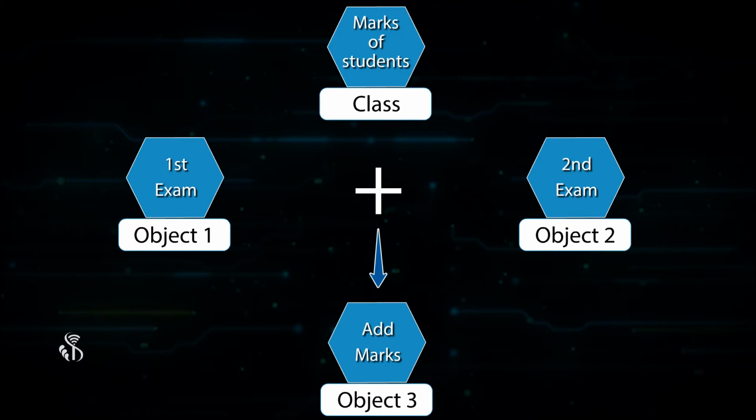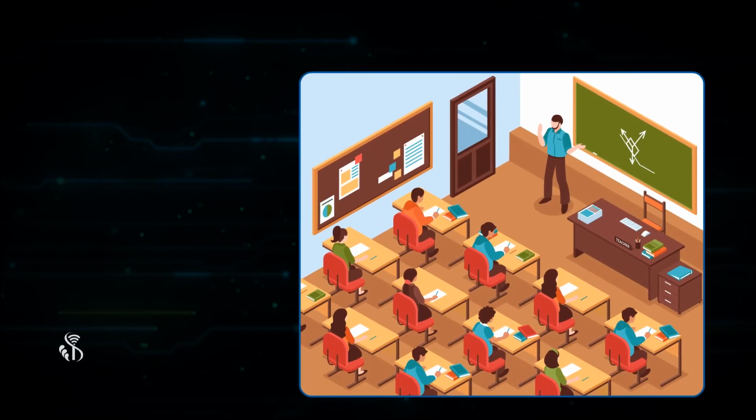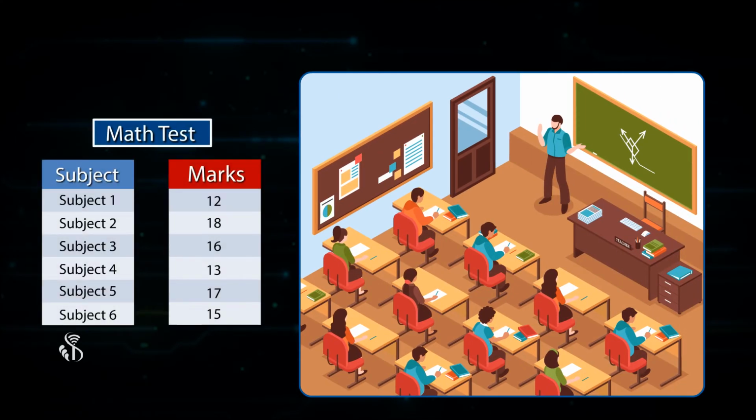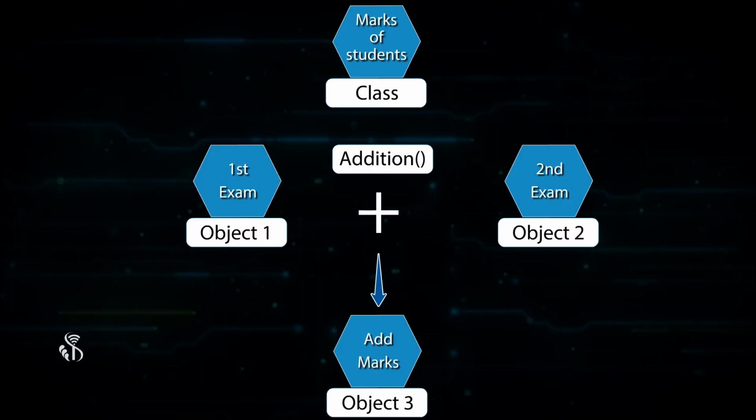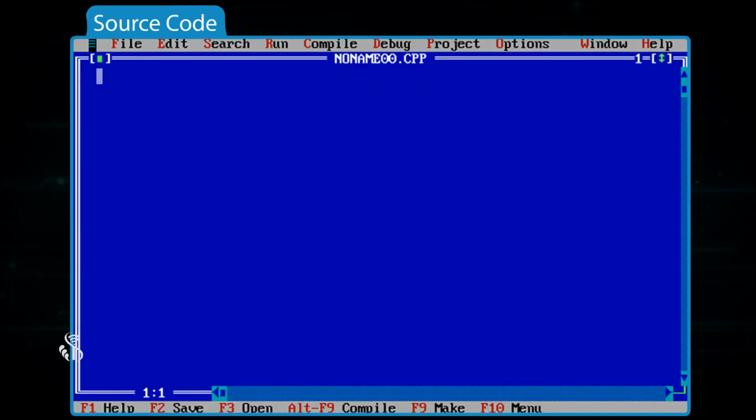If the feature of operator overloading was not available, then we would have had to take the marks for each subject individually and add them and store them. But using operator overloading, we can write a function for the addition operator and do it easily. So come on, let us see the code for this example.